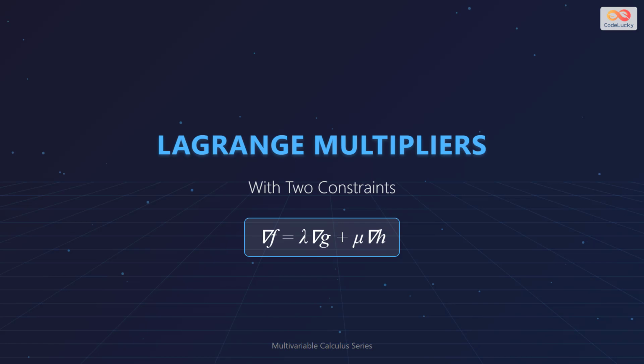Welcome back to our Multivariable Calculus series. In this lesson, we are going to expand our understanding of optimization. Specifically, we will look at how to use Lagrange multipliers when we have not just one, but two constraints to satisfy. The core formula we will explore is del f equals lambda del g plus mu del h.